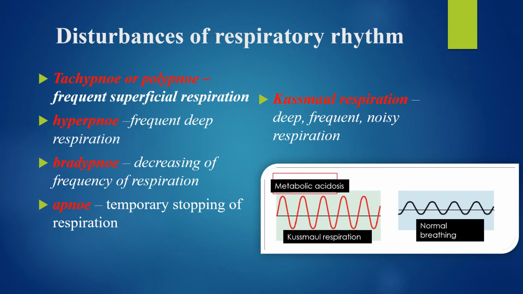At a resting state, in a healthy person, the rate of respiration is 16 to 20 per minute. In pathological conditions, the following types of respiratory rhythm disturbances are distinguished. The first you see here is tachypnea, or polypnea. It's a rapid superficial respiration, mainly observed in pulmonary pathology, for example, during pneumonia, pulmonary edema, atelectasis, acute pain in the chest, etc.